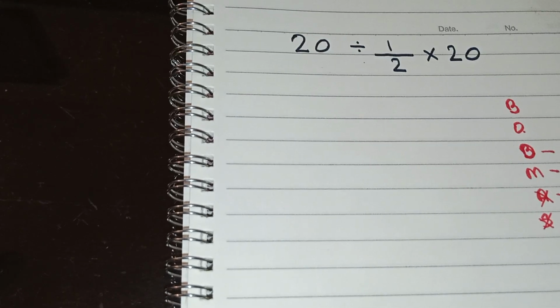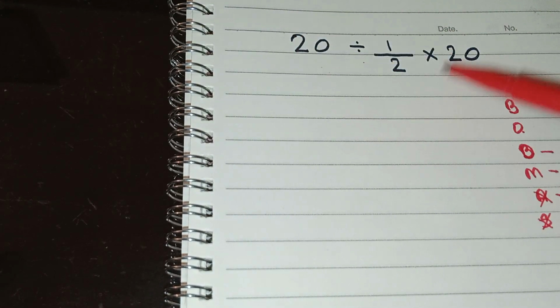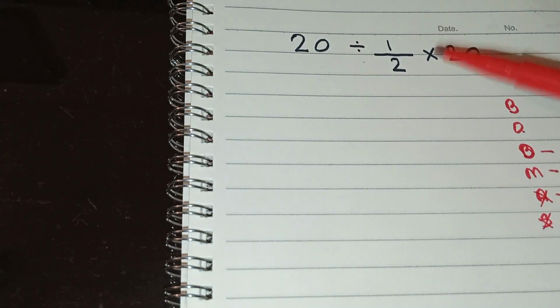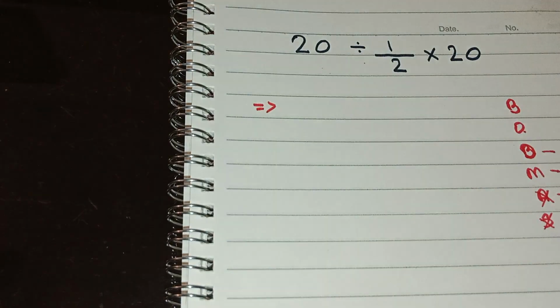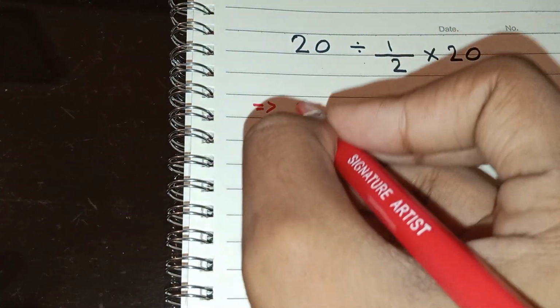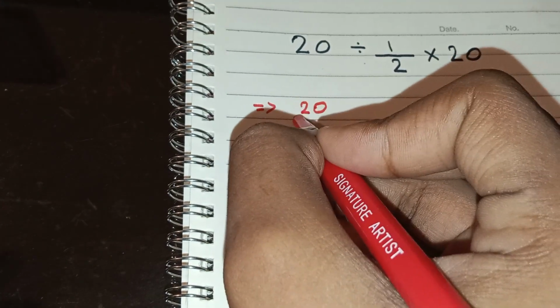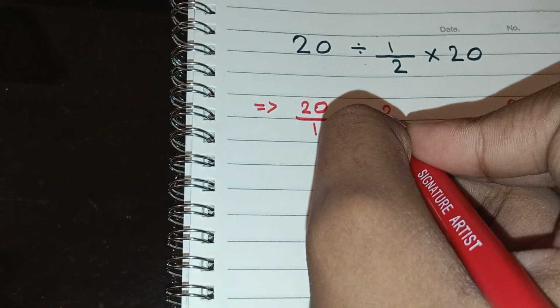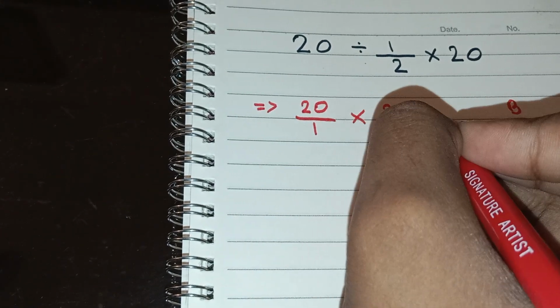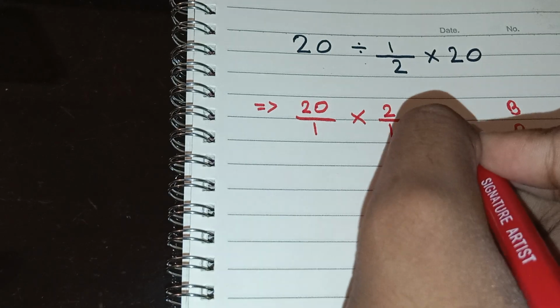So what we will do, first we will solve this part, 20 divided by 1 over 2. How can we solve this? If there is nothing under 20, we can make it 1. So 20 over 1 divided by 1 over 2, and multiplied by 20 will be written as it is.